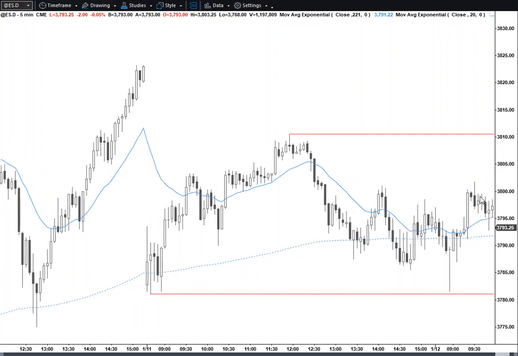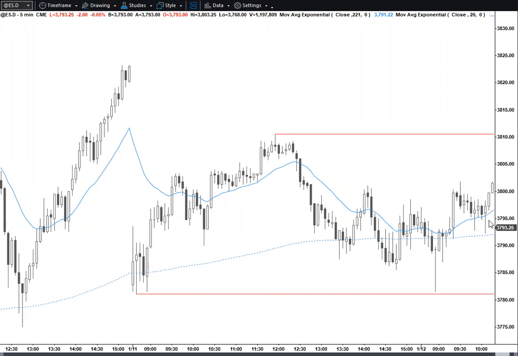So what's happening here? Two-legged pullback, so breakout, leg 1, pullback, leg 2. You could argue a wedge. So we went above this bar, failed. Went above here, failed. Went above here. We may get a bear breakout below a wedge, trying to form a bottom.